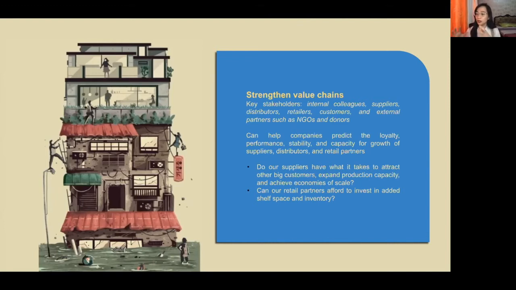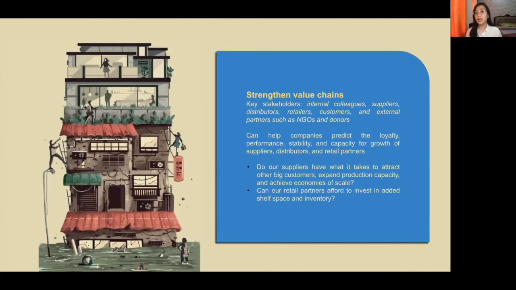Okay? Now, in those processes, every time that you process a certain product, a certain material, okay, value now increases. And since you are trying to strengthen that particular value chain, how are the internal colleagues, suppliers, distributors, the retailers, customers, external partners affected in your decisions? Okay? Kabilang sila dun sa mga pwedeng maapektuhan dahil dun sa mga changes na ginagawa ninyo when it comes to your value chain.